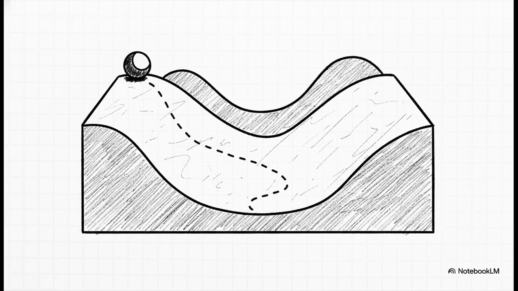It uses a core concept from calculus called gradient descent. It calculates the slope, or the gradient, of that loss function. And that slope tells the network exactly which way is downhill, the direction it needs to go to reduce its error the fastest.